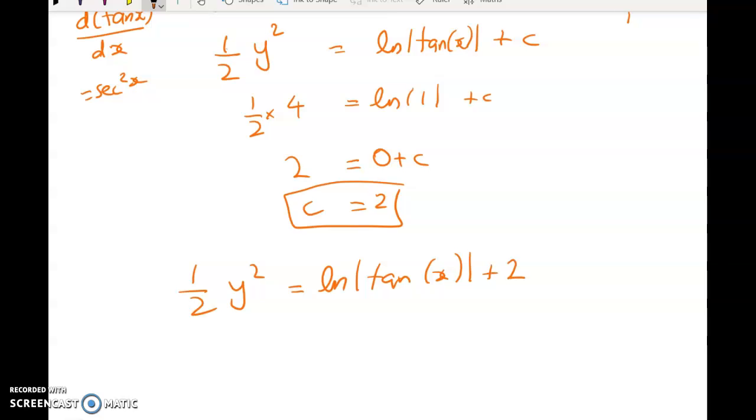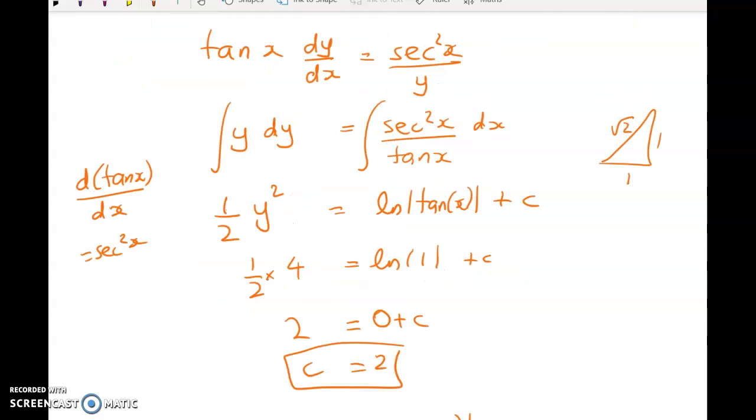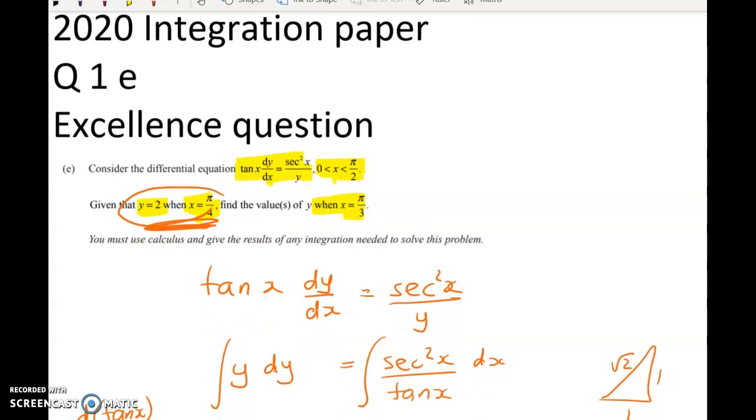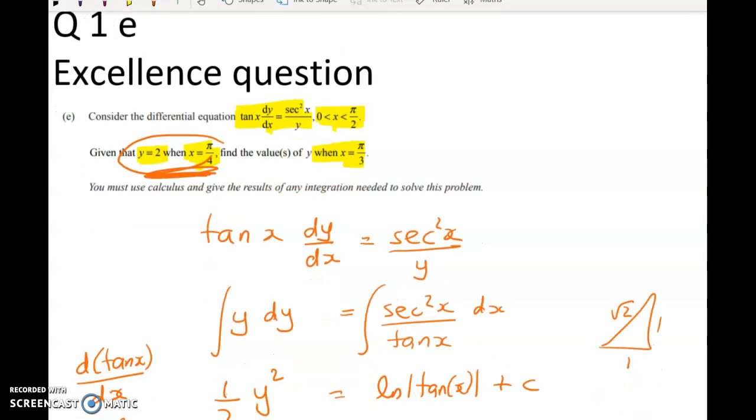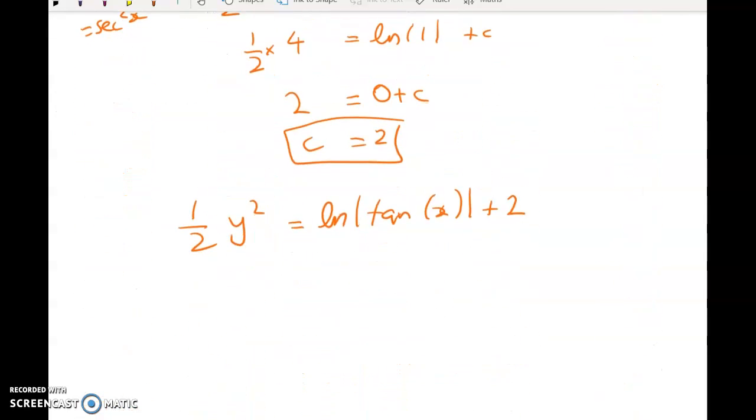Guys, I'm back. So now we've got this nice equation, and all we've got left to do is to substitute in. We need to find the value of y when x is pi on 3. So we're going to use another special triangle for that.